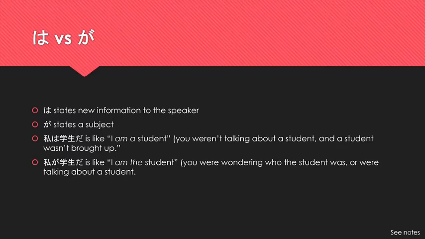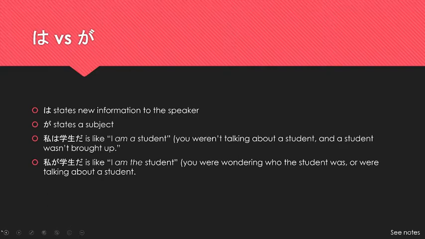For example, the two sentences: watashi wa gakusei da means "I am a student," as in presenting yourself. It's because you weren't talking about students, so you're just out of the blue saying, yes, I'm a student. Whereas watashi ga gakusei da would mean "I am the student," meaning that you were already talking about students in some context and stating that you are a student, and this is not new information to either the speaker or the listener.